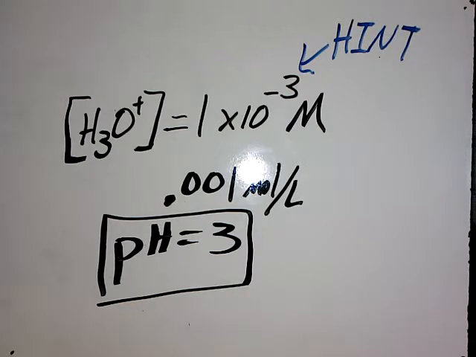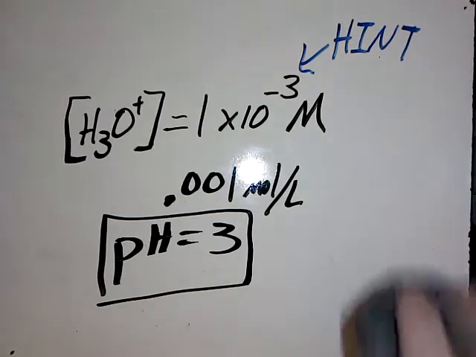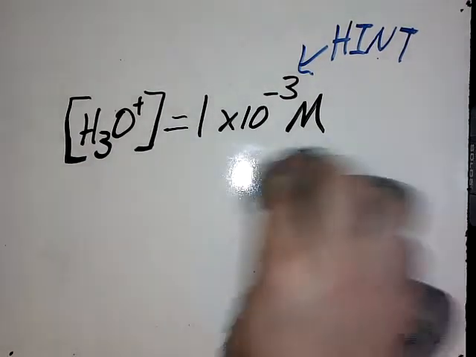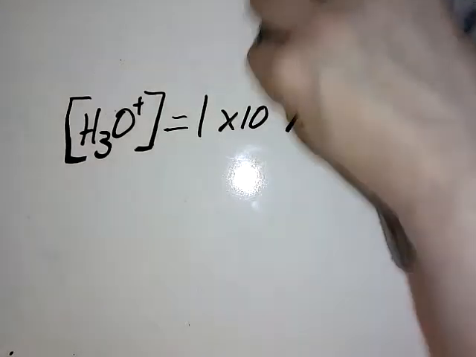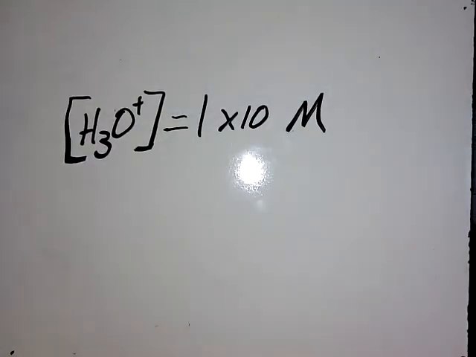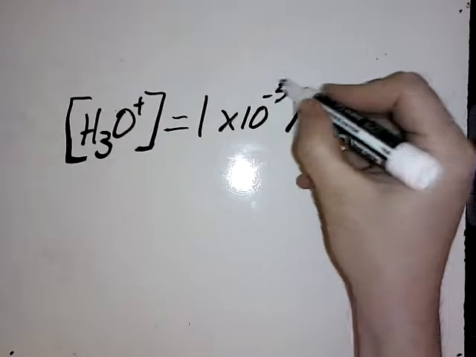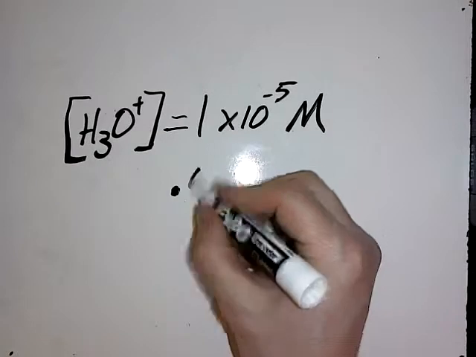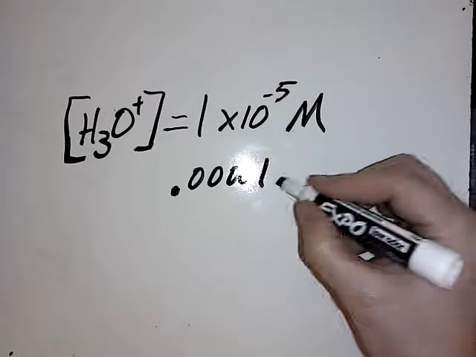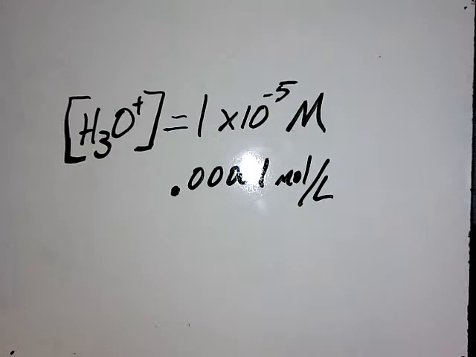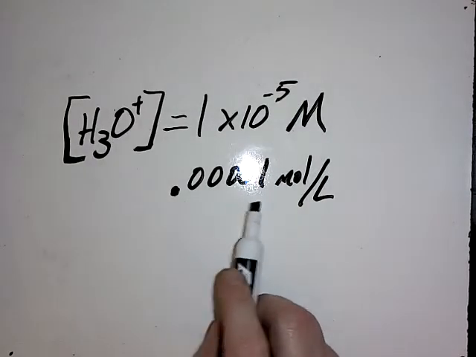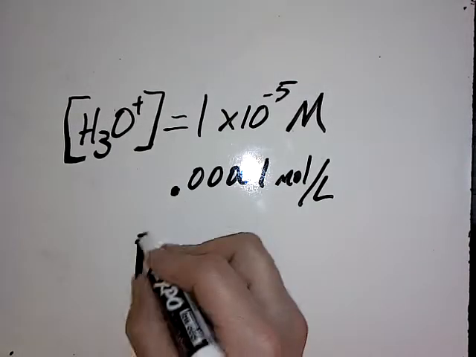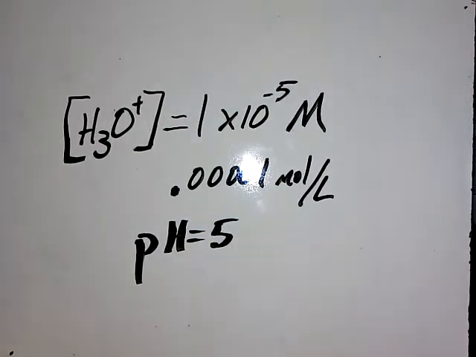If I had a different acid, and this time, instead of 1 times 10 to the negative third, let's say it's 1 times 10 to the negative fifth. Now 1 times 10 to the negative fifth means it's going to be 0.00001 mole of solute per liter of solution, or tenths, hundredths, thousandths, 1/100,000th of a mole for every liter. Well, you've already figured it out by now, this would have a pH of 5.